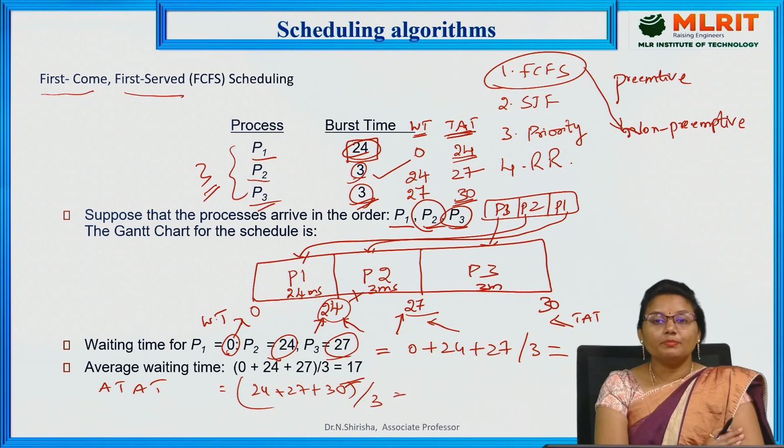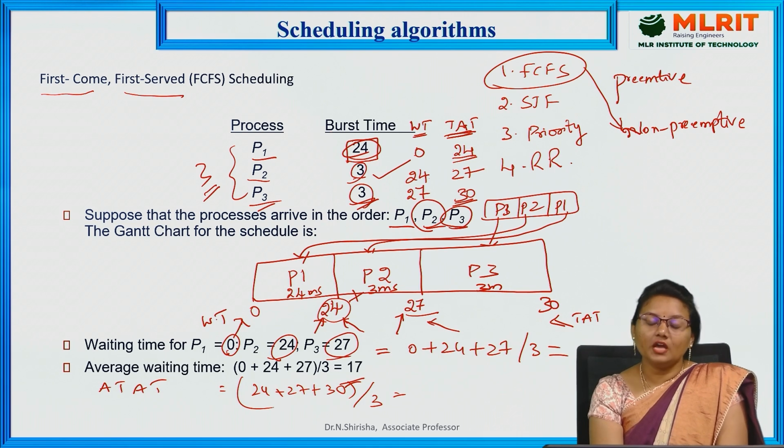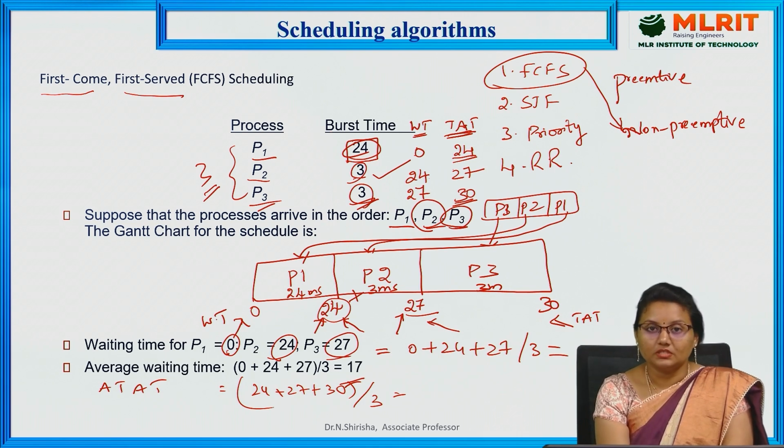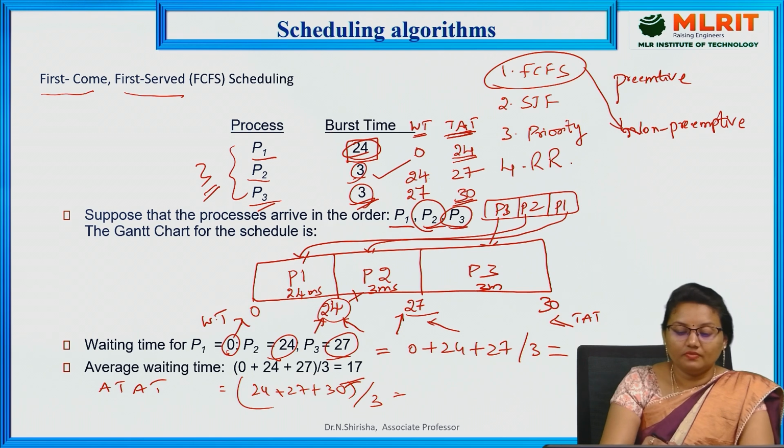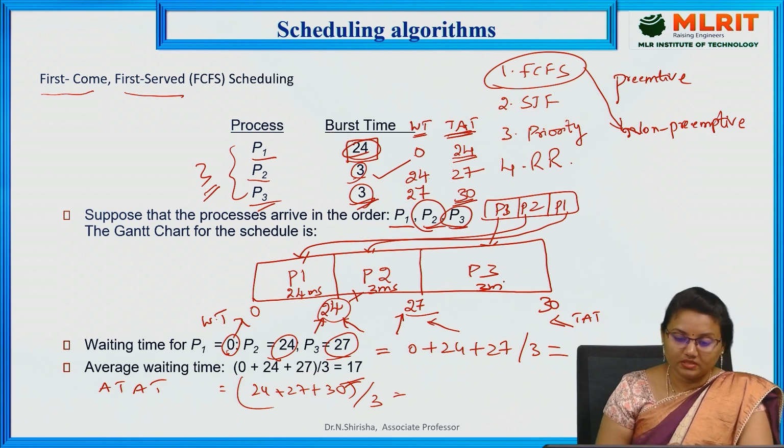So for any process to execute, if we are considering first come first served, whatever the order of the processes in the ready queue, they will be allocated the CPU in the same order. So P1, P2 and P3 with their respective burst times.